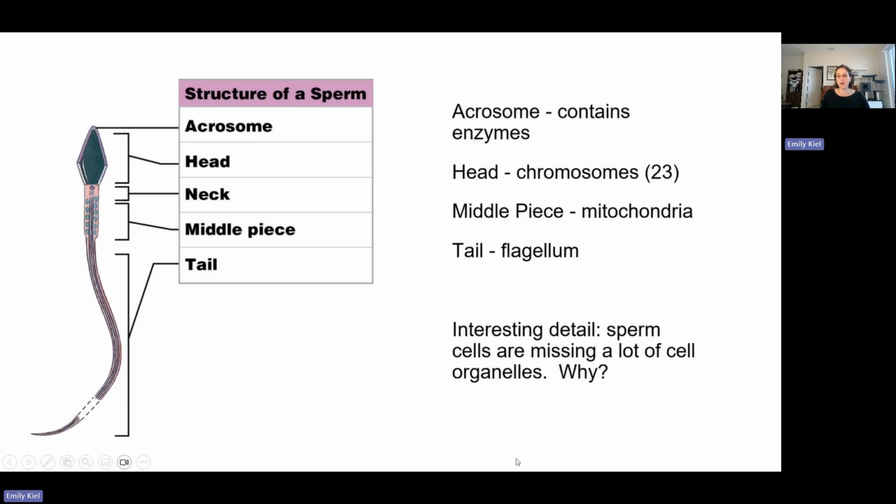Sperm are missing a lot of the big organelles that we think of. And why would that be? You could take a minute to think about it. You know, at this stage, they are really just packages to get those chromosomes to the female. And so as long as they have that mitochondria and the tail, they're going to be able to get there. They're not looking to do any more division on their own. They're not looking to make any more proteins on their own. They are really just vehicles to get those chromosomes to the egg.